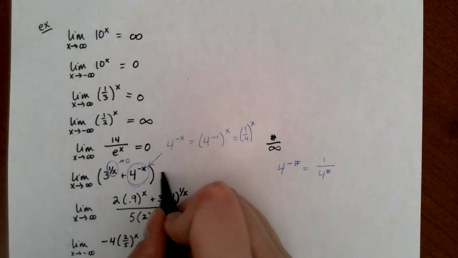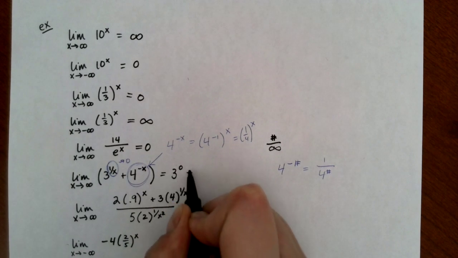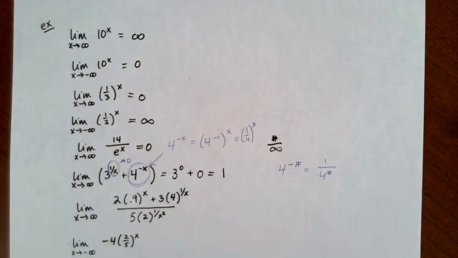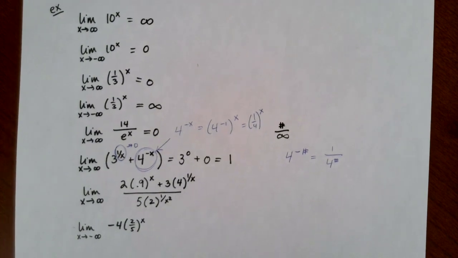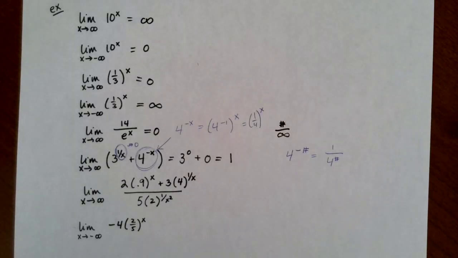Okay, so altogether, we decided it was 3 to the 0 plus limit 0. So overall, our limit is 1. This next limit here is the most involved one. It's kind of a combination of a bunch of the stuff we were just talking about.